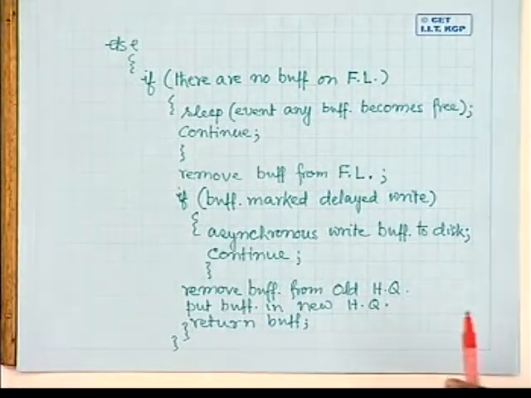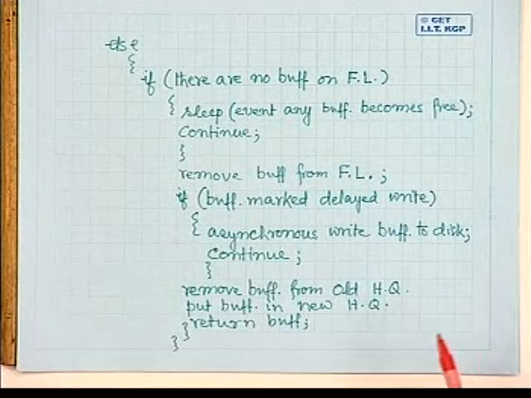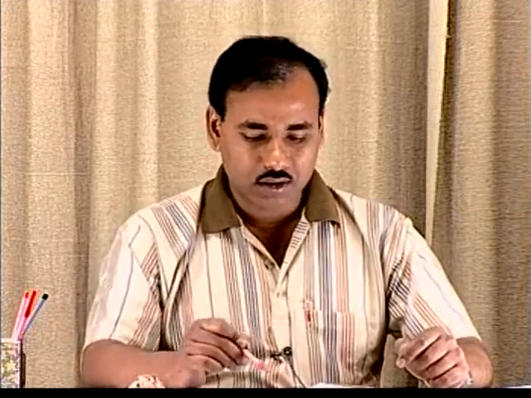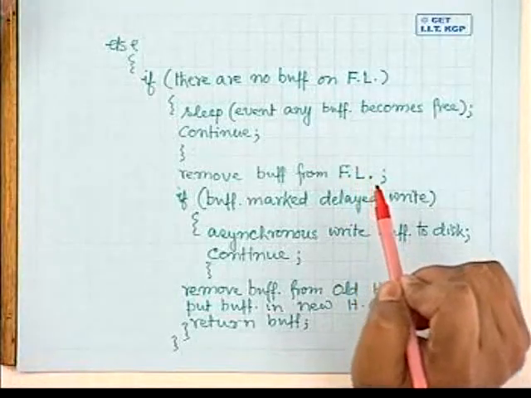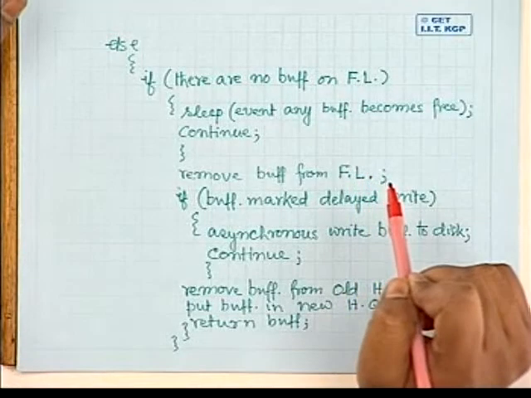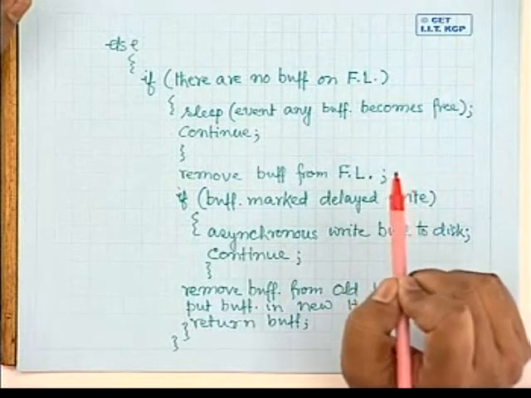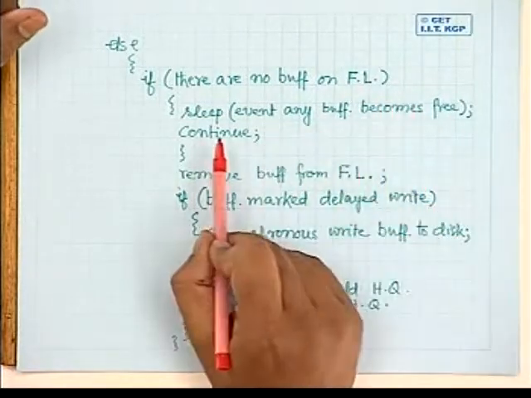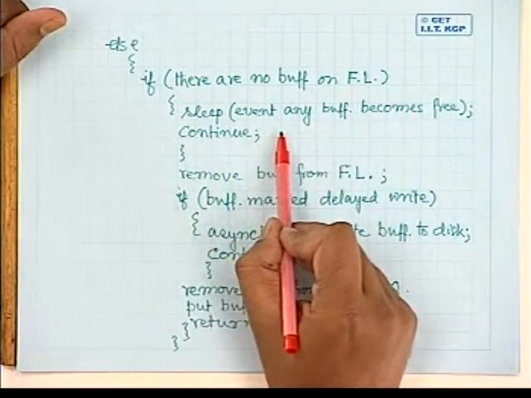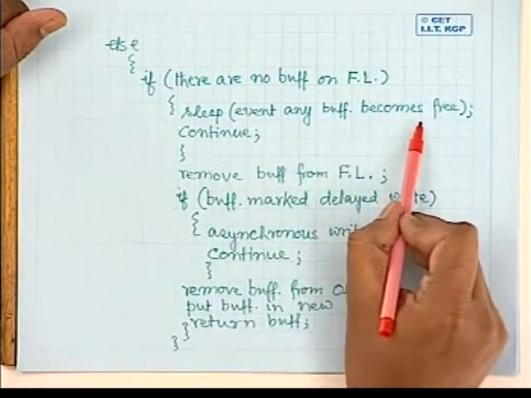In that case, we can again have two different situations. If the data is not available in the buffer cache, we have to get the data block from the disk and put it into one of the buffers. For that, what is needed is a free buffer. So I can have two different situations. One is that there is no buffer on the free list, that is, the free list is currently empty. Then the process has to go to sleep until any of the buffers becomes free.